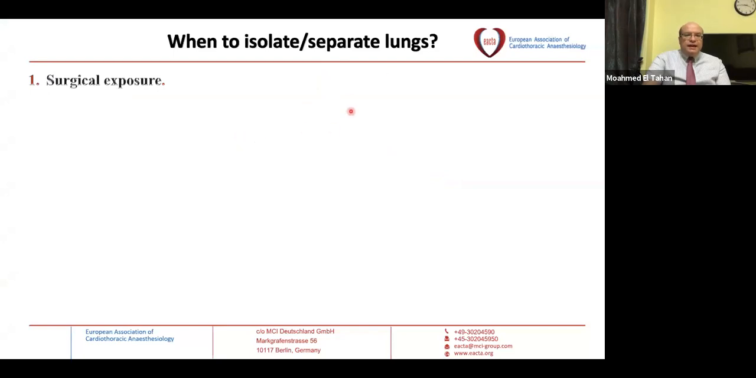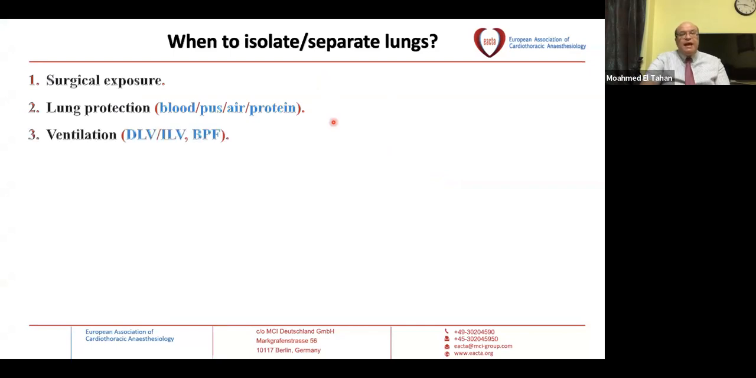What are the indications to separate the lung? For surgical exposure, for protecting the healthy lung from blood like hemoptysis, pus in case of abscess, and air like bronchopleural fistula or alveolar pulmonary proteinosis. Also, sometimes you need to provide lung isolation to do what's called differential lung ventilation in case of bronchopleural fistula.